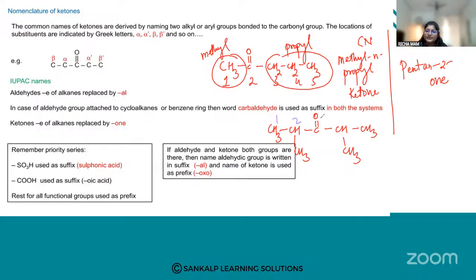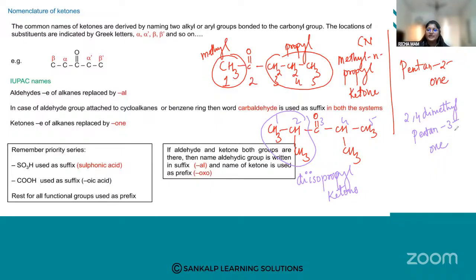Start from anywhere, we will get the same, it is a symmetrical ketone. The common name: this is an isopropyl group, and you have two isopropyl groups, so it is di-isopropyl ketone. And the IUPAC name is 2,4-dimethyl pentane, and at the third position you have the one: 2,4-dimethyl pentan-3-one. So these are the numberings. Understood? Note this, very important.